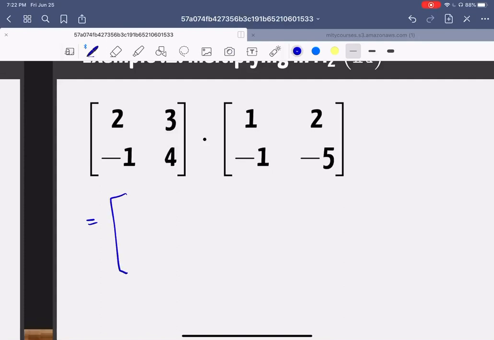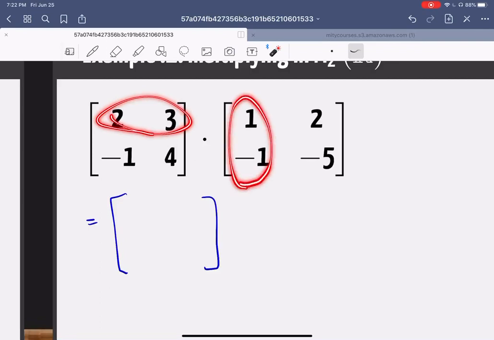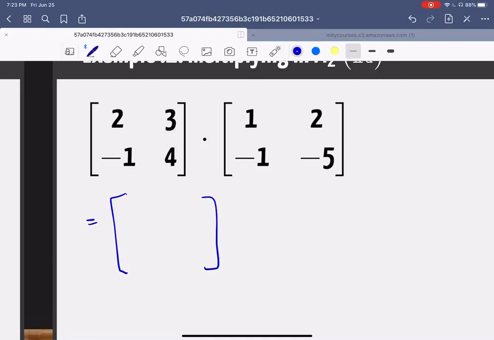So if I multiply this row times this column, the way you do it is you do it using what you might have done before, the dot product. You get the 2 times the 1, that's 2, and then 3 times the negative 1, that's negative 3, and add it together, that gives you negative 1. And so I'll make a little think bubble here for the first entry.